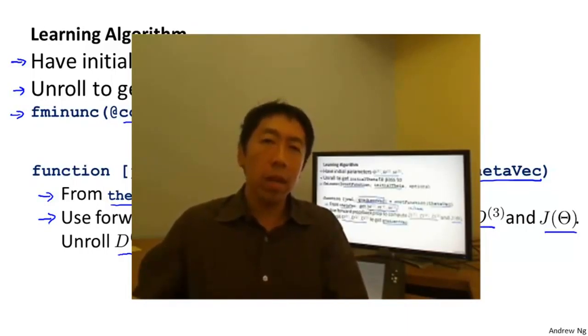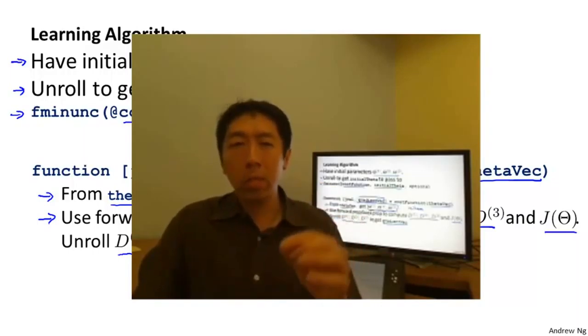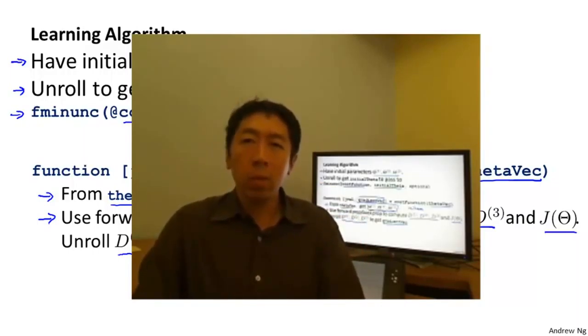Whereas in contrast, the advantage of the vector representation, when you have thetaVec or DVec, is that when you're using the advanced optimization algorithms, those algorithms tend to assume that you have all of your parameters unrolled into a big long vector. And so with what we just went through, hopefully you can now quickly convert between the two as needed.